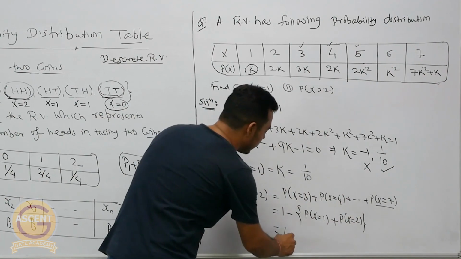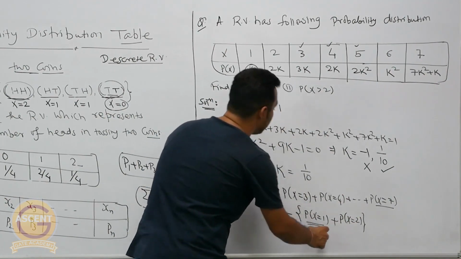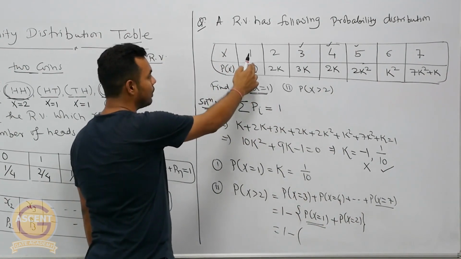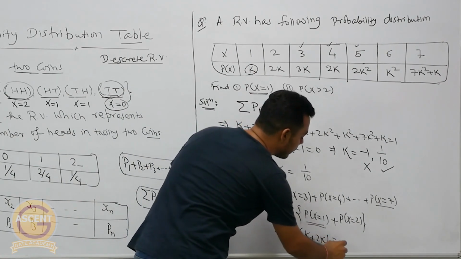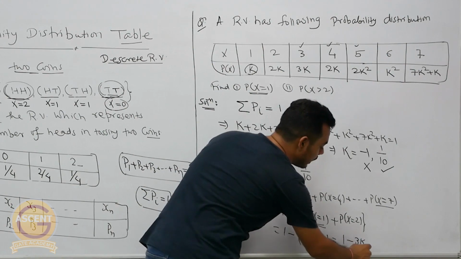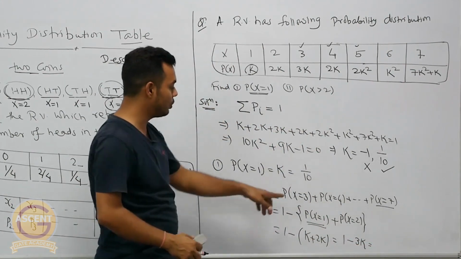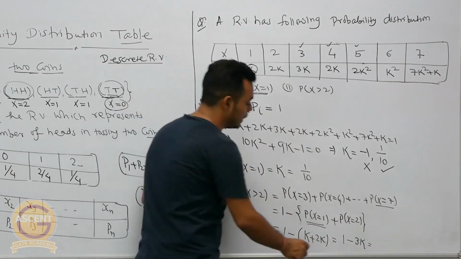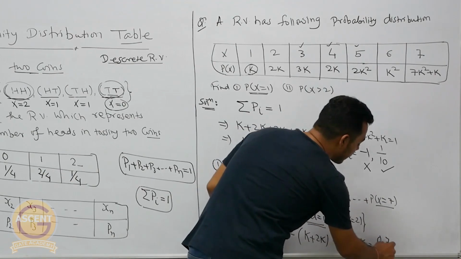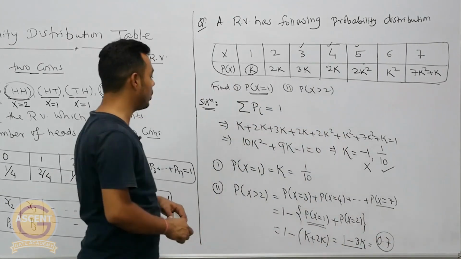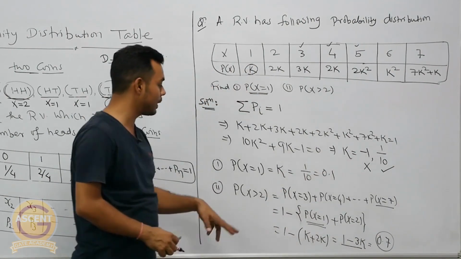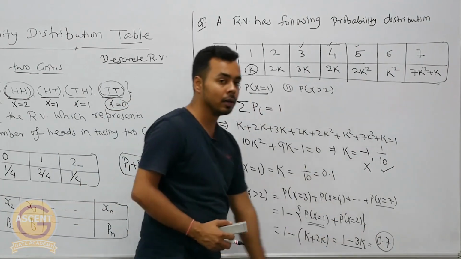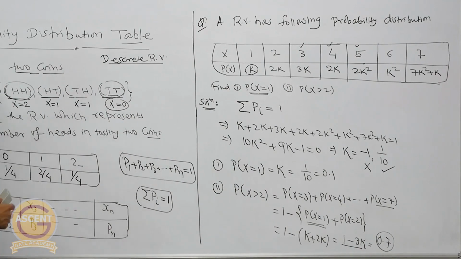Now this will be 1 minus, you can see that the probability that x is equal to 1 is k. So I will get k from here and 2k from here. Now this will be 1 minus 3k, and if you substitute the value of k as 1 by 10, the number you will get is 0.7. So the probability that x is equal to 1 is 1 by 10 or 0.1, and the probability that x is greater than 2 is 0.7. So this was all about this probability distribution table.